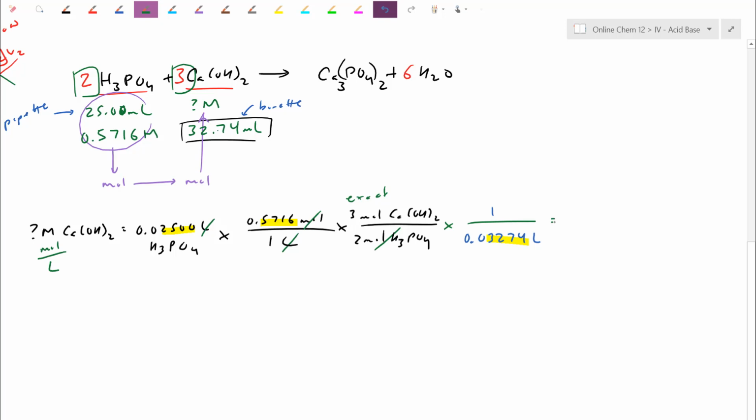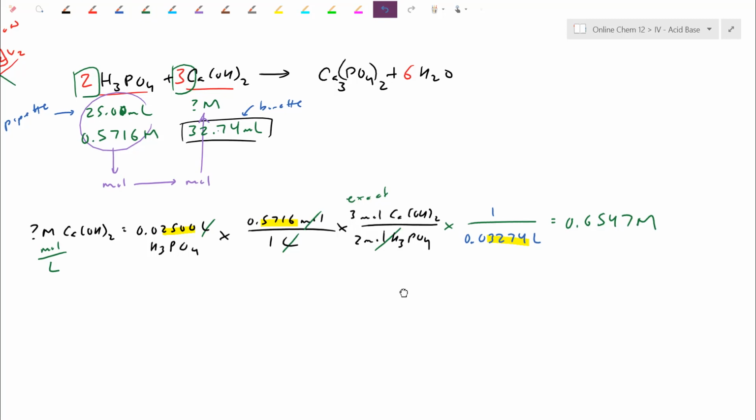So the concentration I get out of this, double check my numbers, I'm getting 0.6547 molarity, and that's how you find the unknown concentration. If I had given you the concentration, oh, the calcium hydroxide is 0.6547, you could have used moles, used the concentration, and that could actually help you find liters as well. But pretty much it boils down to a stoichiometry problem.